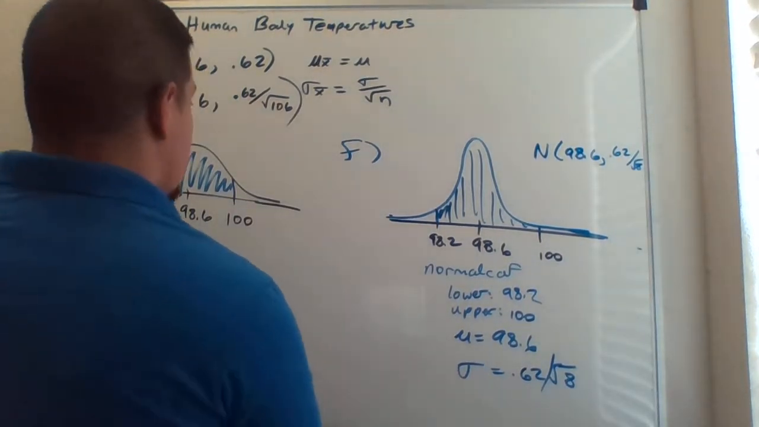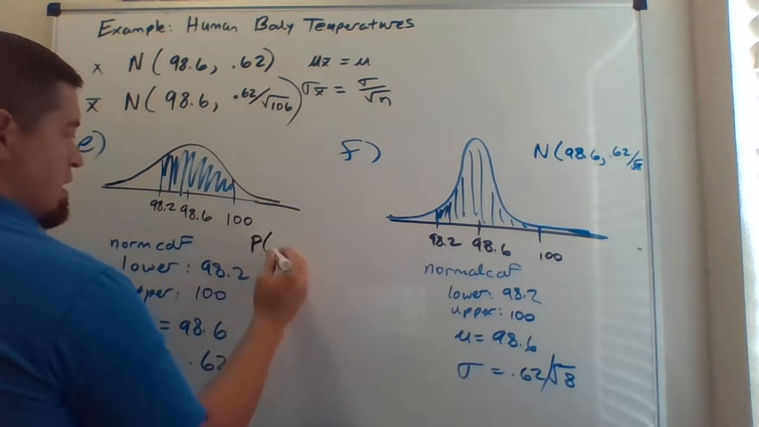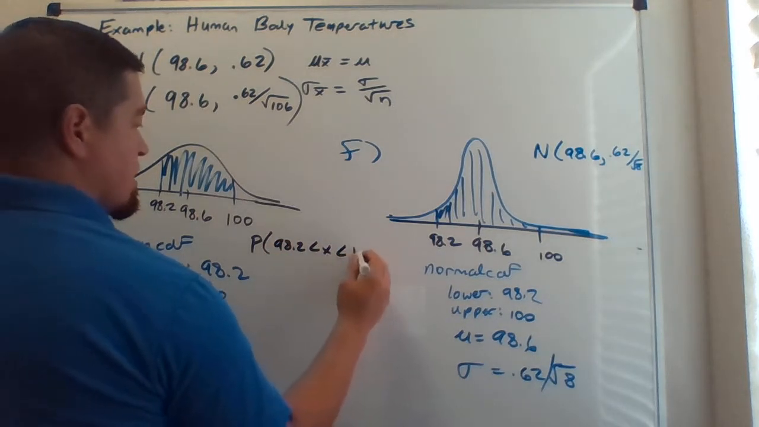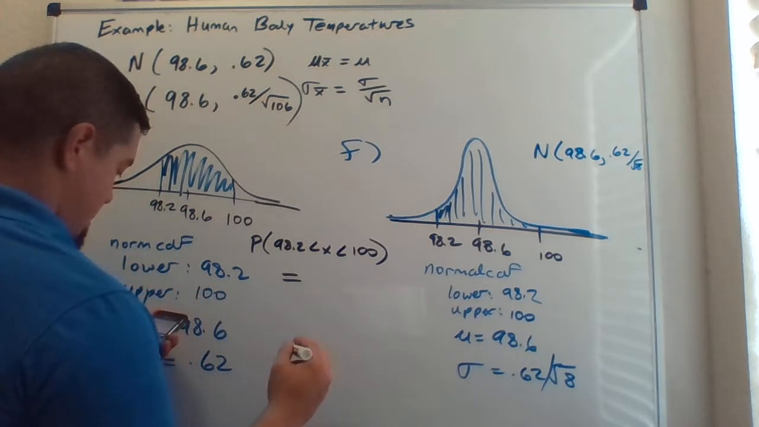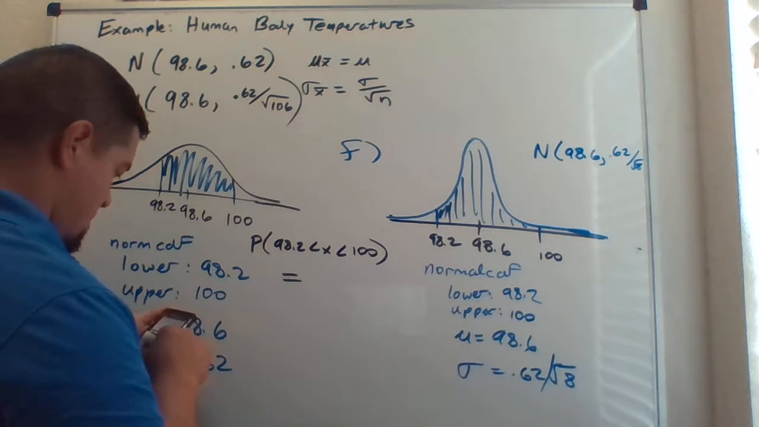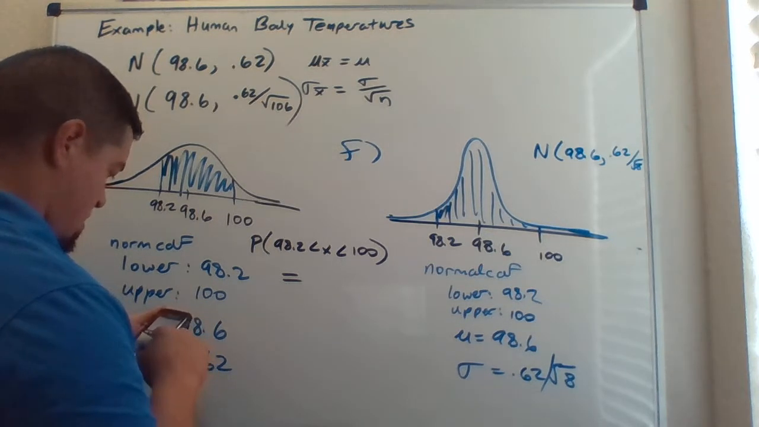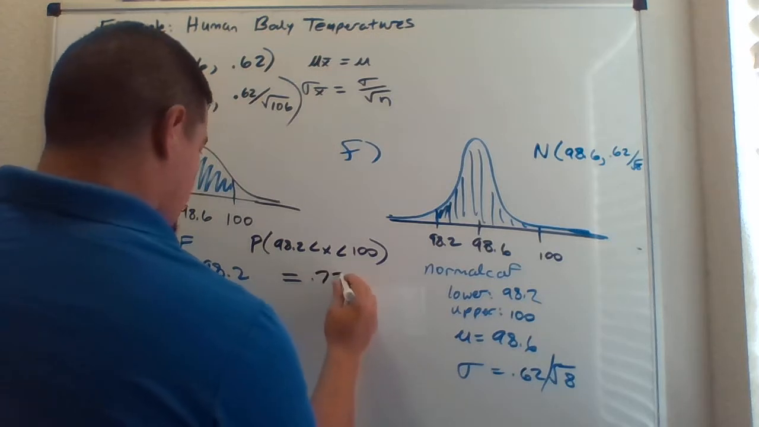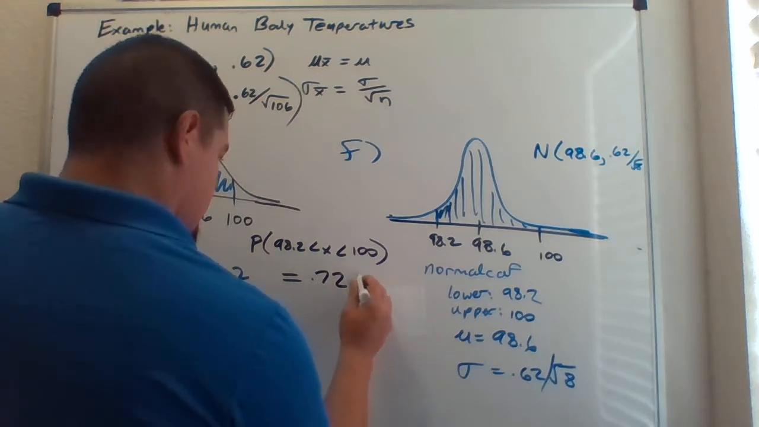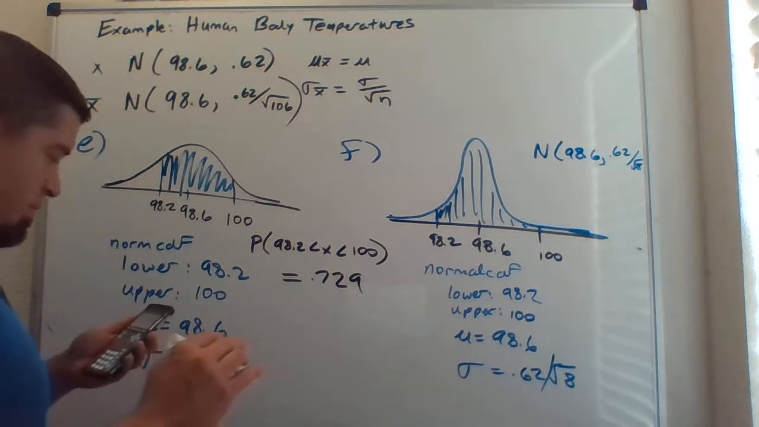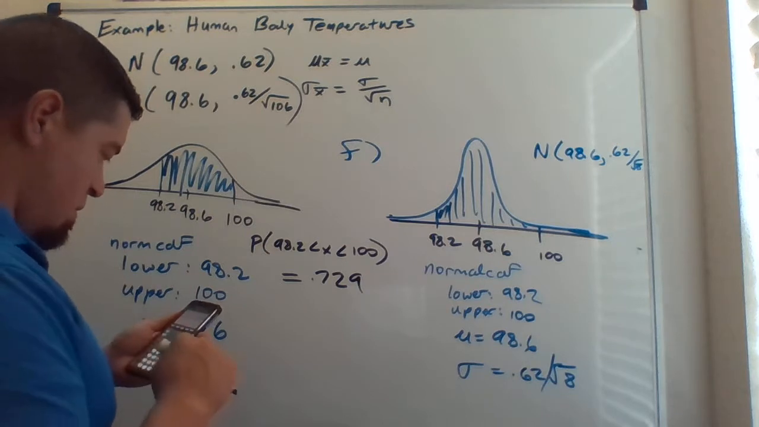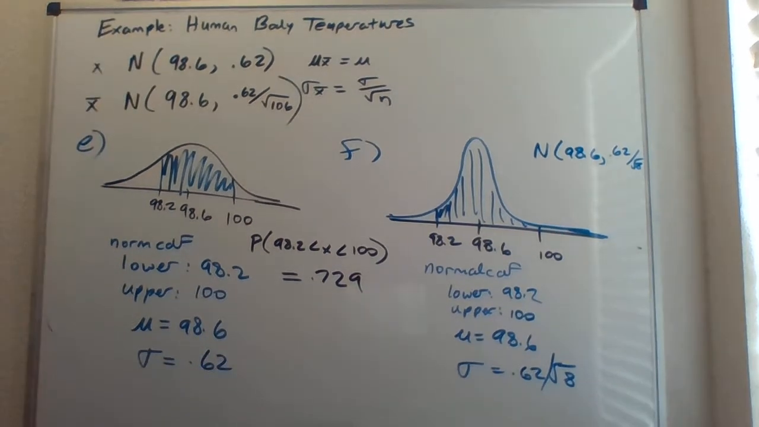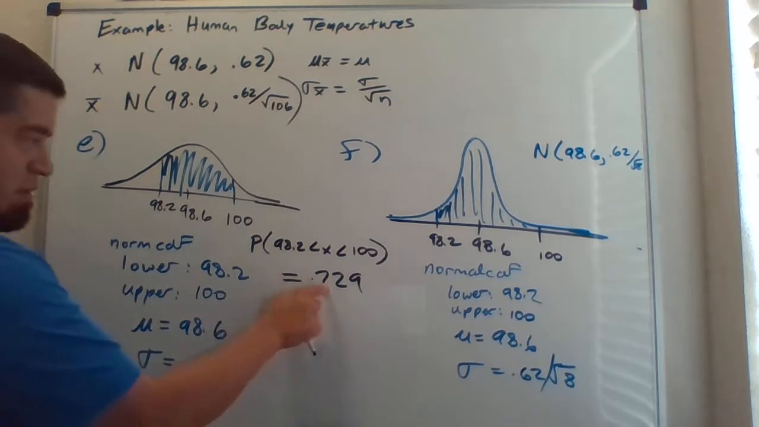And so now we'll write it in probability notation. So the probability that a randomly selected human has a temperature between 98.2 and 100 equals, I get, let me make sure I got the right one for each one. 0.729. 0.729, and then over here, okay, give me a second. Okay, so this is good.